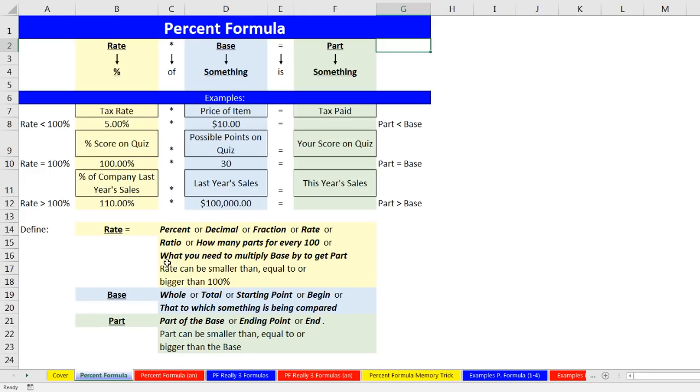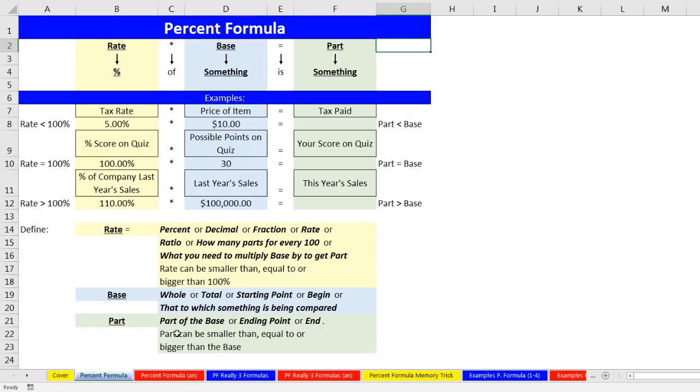The rate could also be what you need to multiply base by to get the part. Now, that concept is more important next week when we talk about increase-decrease problems. But notice that definition is straight from the formula over here. The rate is what you need to multiply by the base to get the part. Now, the base, that's the whole or the total. Or it could be the starting point or the begin point. It also can be that to which something is being compared. That will become more obvious what that means when we actually look at the formula for rate.